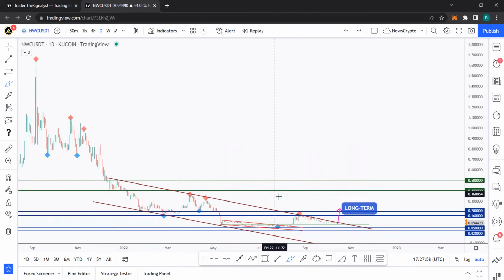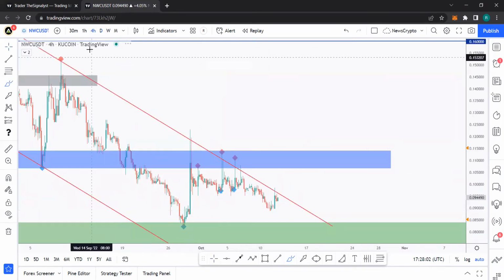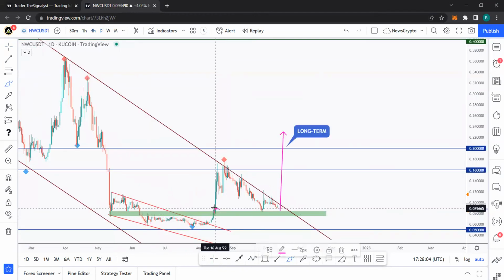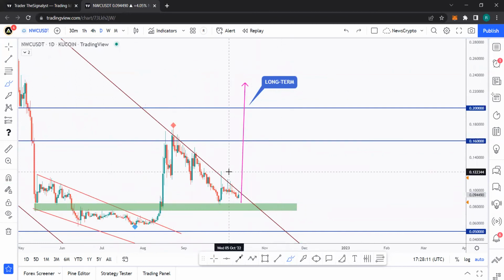Which is done. And now we are approaching what? You can see it even better from the daily: this demand zone. We rejected it once, and we are currently retesting this area. So what we will do is look for buy setups.